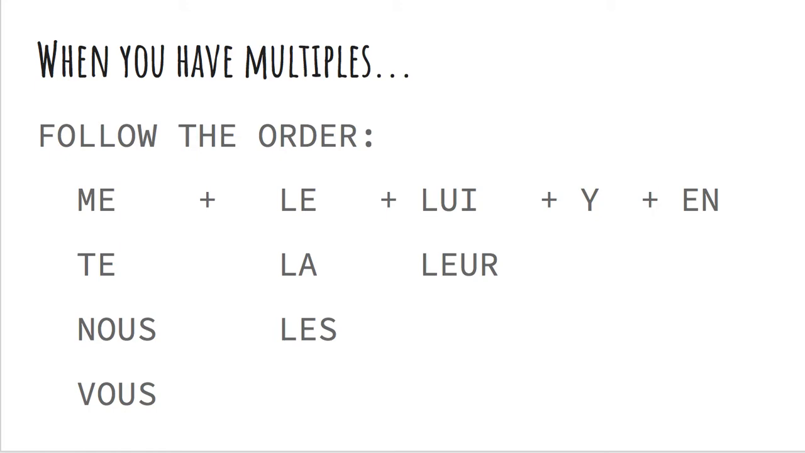There are a couple things that we need to review and talk about. Don't forget when you have multiples that you have this order to follow. This is very important. This is key. This is on your cheat sheet, and I listed it on your assignment for tomorrow on Canvas so that you don't forget it. When you have multiple objects, the order is me, te, nous, vous, then le, la, les, then lui, leur, and then y and en. So you have to have them in the correct order.